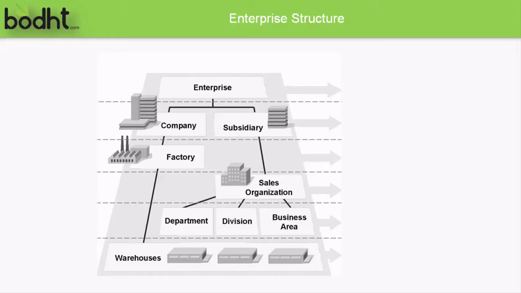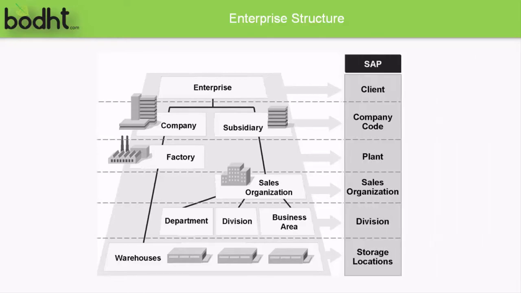And below the enterprise there would be many different companies, or it can be subsidiaries. And then below that, under a company there can be a factory, and below the factory there would be many warehouses where they would stock the items, maybe raw material or semi-finished or finished products. And to sell the products the enterprise manufactures, there would be a sales organization to basically sell the products the company produces.